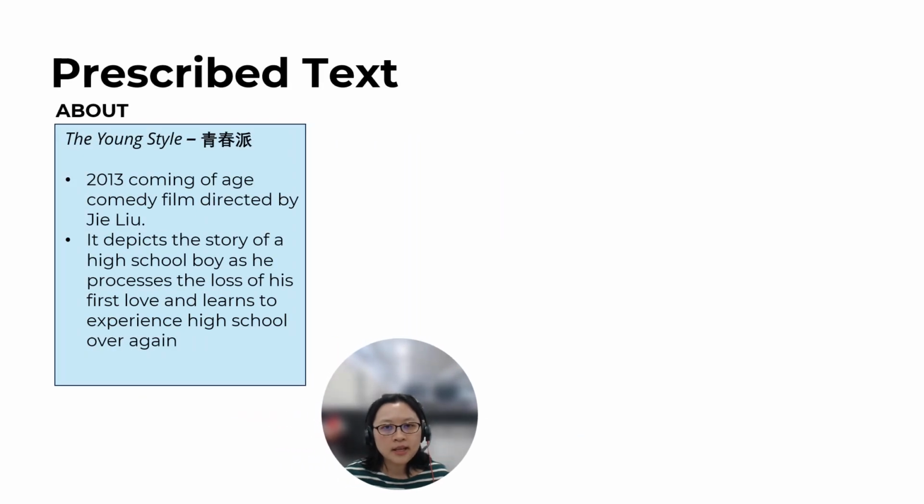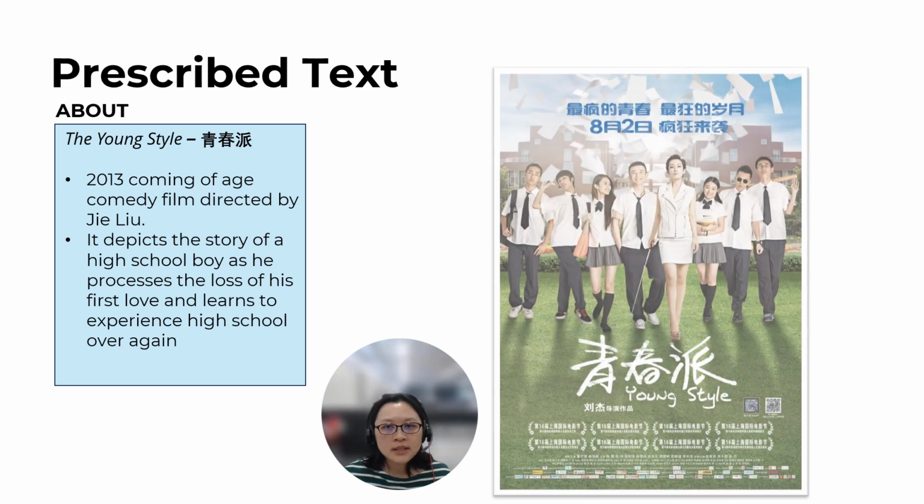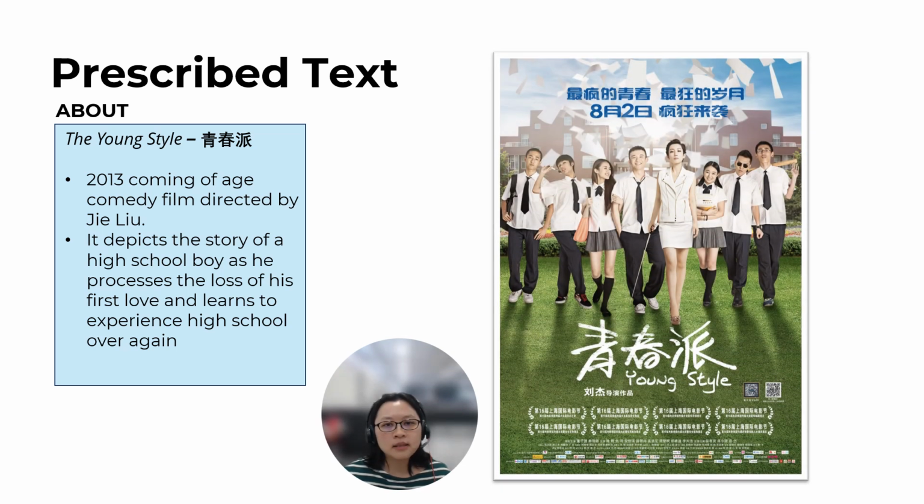There is a prescribed text for the extension course. For Chinese, it is a Chinese movie called The Young Style, 青春派. It is a 2013 coming-of-age comedy film directed by Jay Liu. It depicts the story of a high school boy as he processes the loss of his first love and learns to experience high school over again. It will give you a great opportunity to learn how different and similar the last year of high school is between China and Australia.